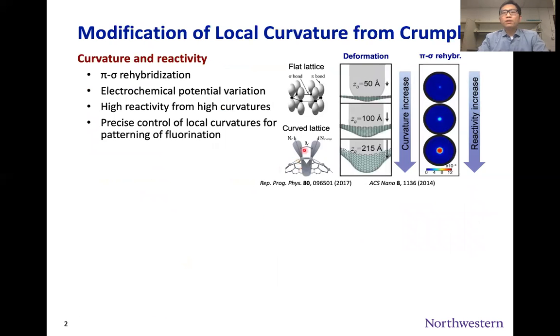So let's first imagine we have a flat graphene. Then all the electrons should stay in these flat pi clouds. As we introduce lattice deformations in the graphene, we are not only bending the carbon-carbon bonds, but also introducing deformation in the electron orbitals. So by introducing local curvatures in the graphene, as you can see here, we introduce pi-sigma rehybridizations and also electrochemical potential variations in the graphene. This actually will change the reactivity of the graphene: with higher local curvatures, the graphene is more reactive.